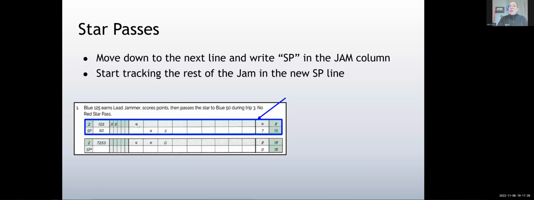You can see here we have blue 125. They manage to get 4 points before they lose lead. Pivot turn jammer, blue 50, is marked because you have the SP in that first jam column and S and 50 in the one after that. You start tracking in this third trip section for the new jammer, blue 50.